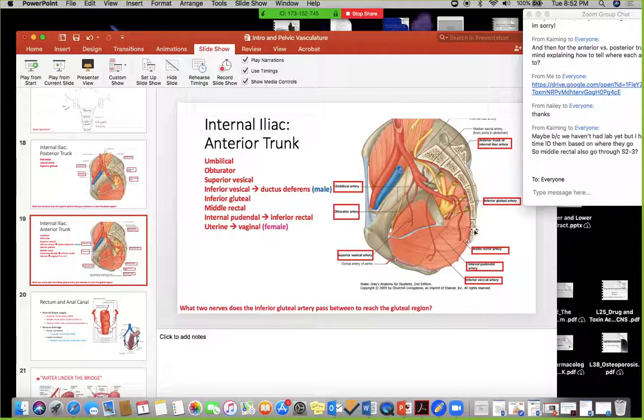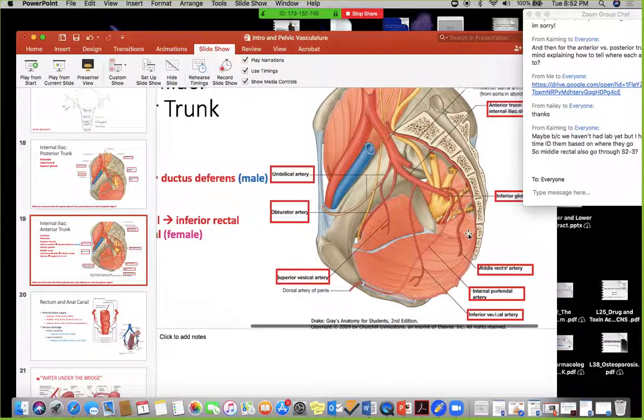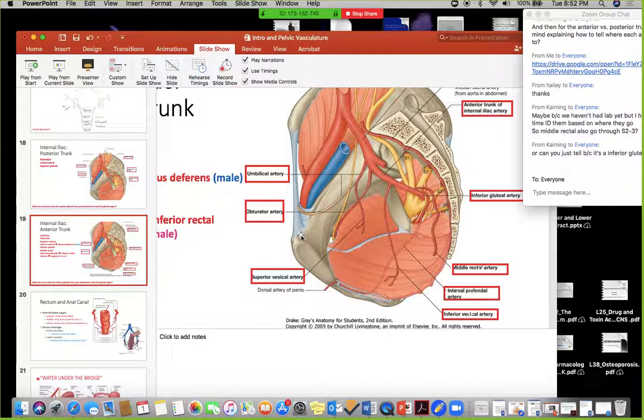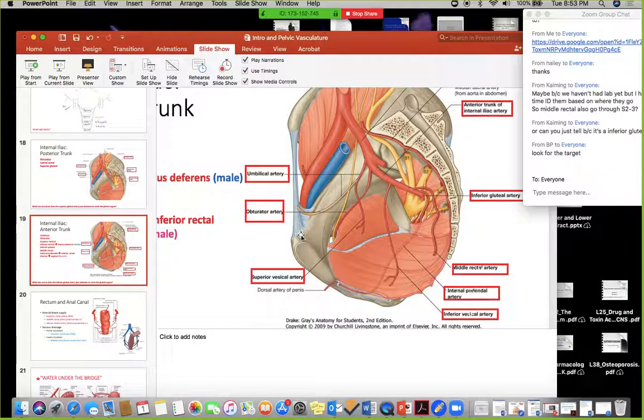Middle rectal. No, it looks like it's coming off before it passes between S2 and S3. But keep in mind, other than superior and inferior gluteal and maybe the obturator artery, a lot of this branching isn't a definite thing. You're going to see a ton of variation in the pelvis as far as the arteries go. So you just have to look at where they're going. If they're supposed to be supplying the rectum, and you see an artery headed towards the rectum, it has to be one of the rectal arteries. Yeah, exactly. Look for the target. That's the best way to say it.